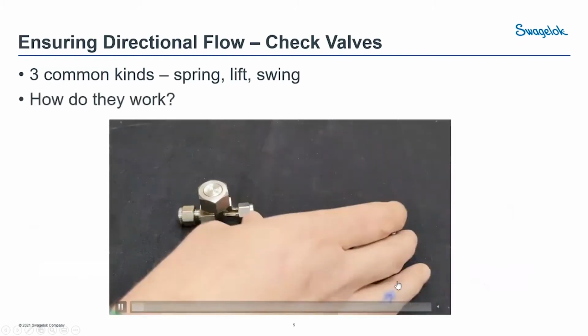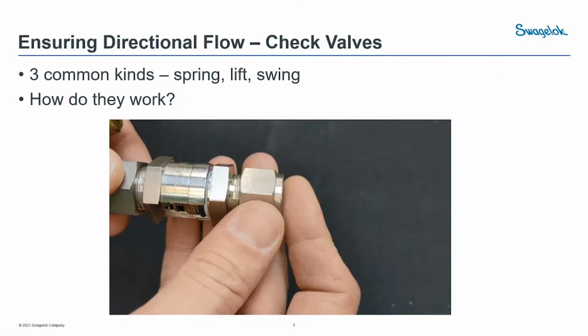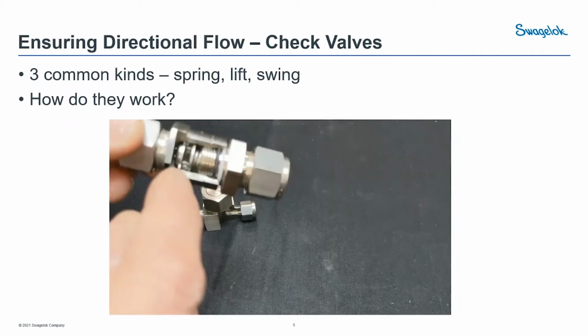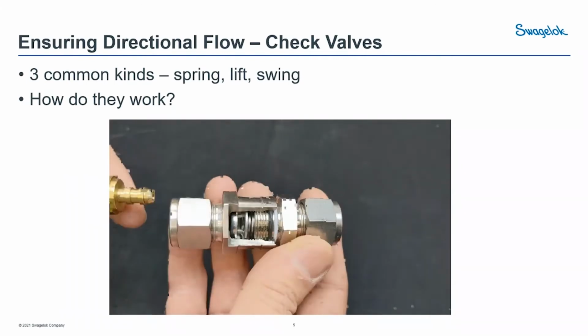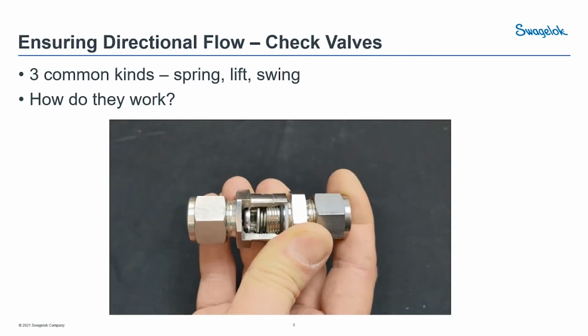So first we'll start with the spring check valve. This video shows one that I had that's actually a cutaway. You can see the flow arrow on it, so you install it the right way. When we flip it over and look at the cutaway inside, you can see the spring and the poppet assembly. And when we put air pressure behind it, it's going to push that open and allow flow to go through it. So that's our spring style check valve.